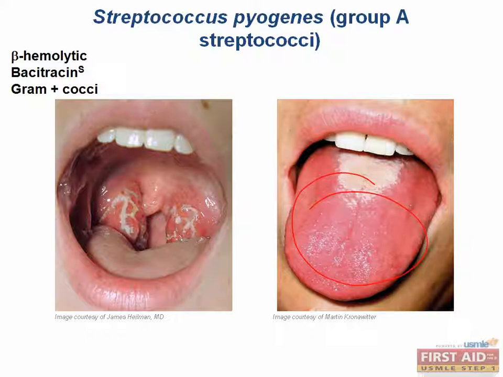When you learn about vasculitis, you'll learn about another disease that causes strawberry tongue. Can you tell me what that is? It's called Kawasaki disease.